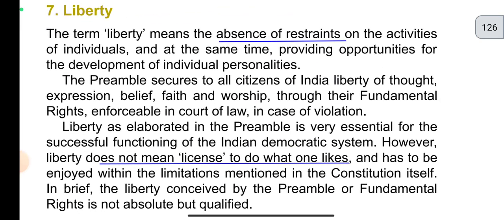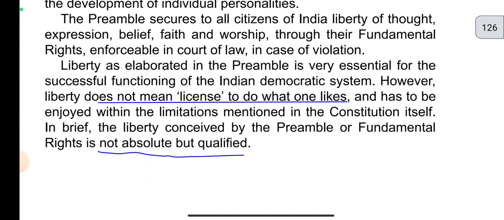Next point is liberty. The term liberty means the absence of restraints on the activities of individuals and at the same time providing opportunities for the development of individual personalities. The preamble secures to all citizens of India liberty of thought, expression, belief, faith, and worship through their fundamental rights, enforceable in court of law in case of violation. Liberty, as elaborated in the preamble, is very essential for the successful functioning of the Indian democratic system. However, liberty does not mean license to do what one likes and has to be enjoyed within the limitations mentioned in the Constitution itself. In brief, the liberty conceived by the preamble or fundamental rights is not absolute but qualified.